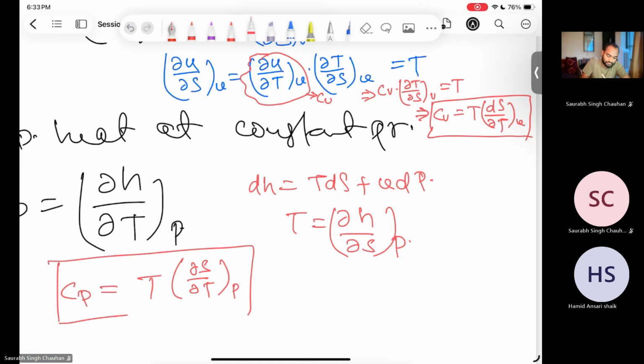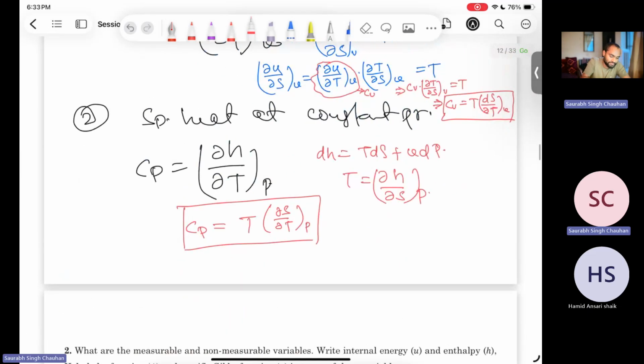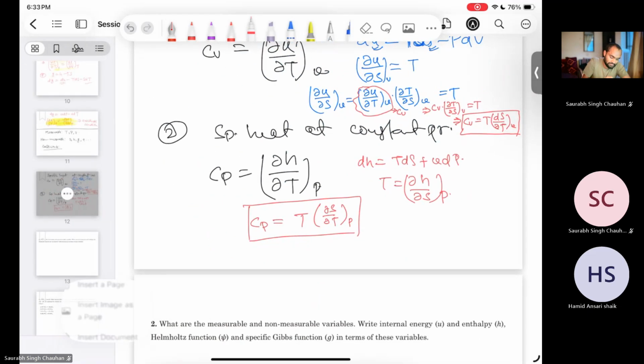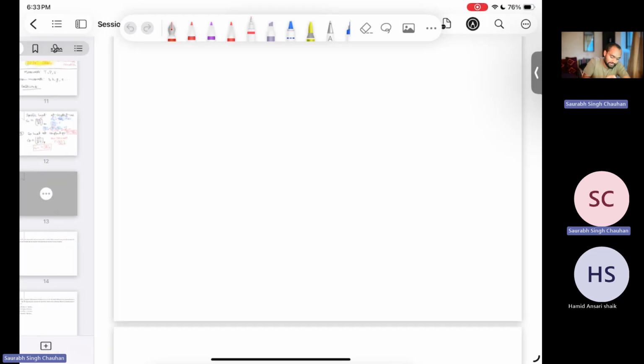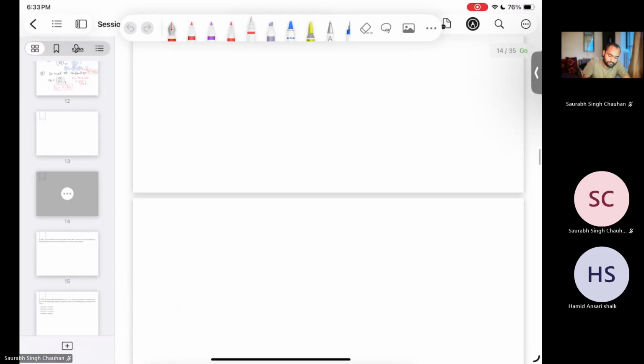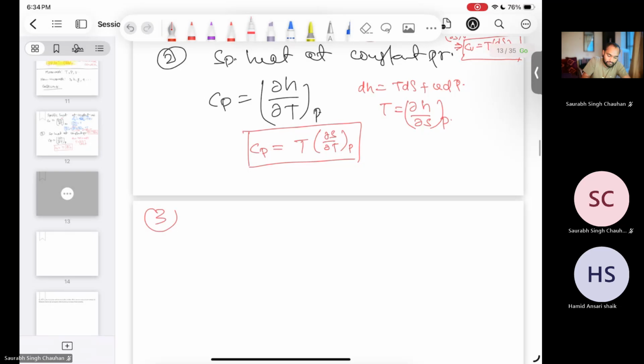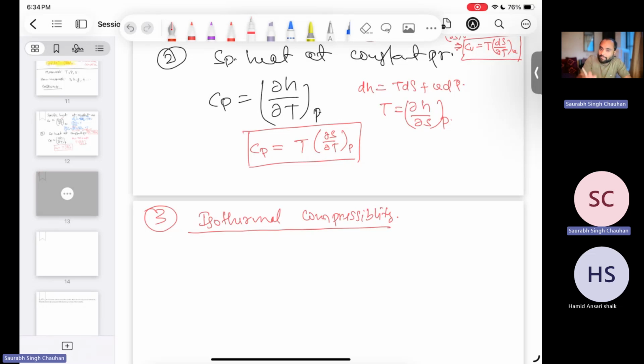So these are two coefficients. There are a few more coefficients that are also very important, and we'll quickly define them. Another one is isothermal compressibility. Why are we defining these? Because these are the relations among the properties, and that is the objective of this module: the properties and the relations among them.